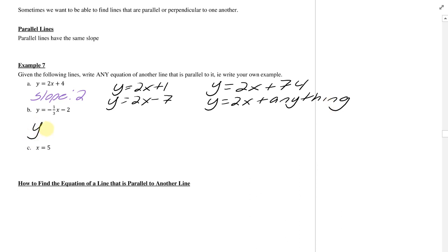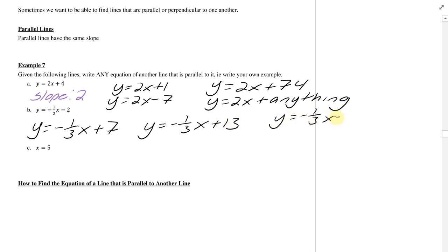So for B, the slope here is negative 1/3. It doesn't matter what equation you came up with. Here are two of them: y equals negative 1/3 x plus 7, or y equals negative 1/3 x plus 13. It could really be y equals negative 1/3 x plus any number that you want, and you'll be good to go. So again, it's just learning to pick out and get in your brain what makes something parallel.